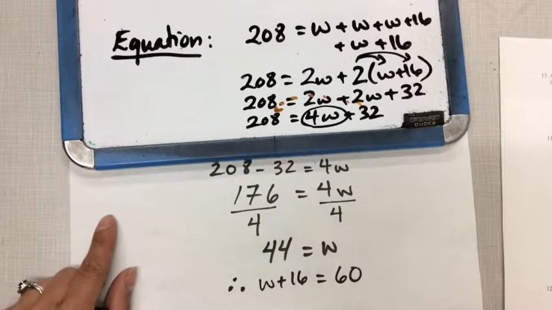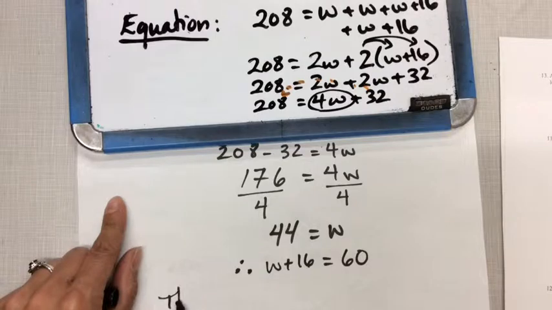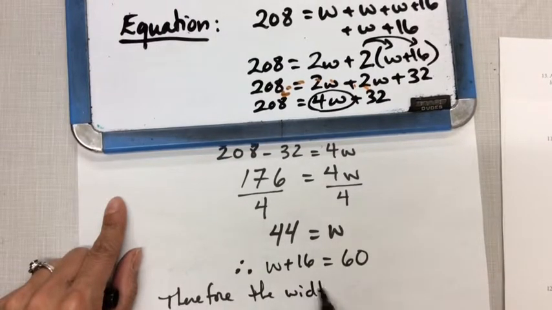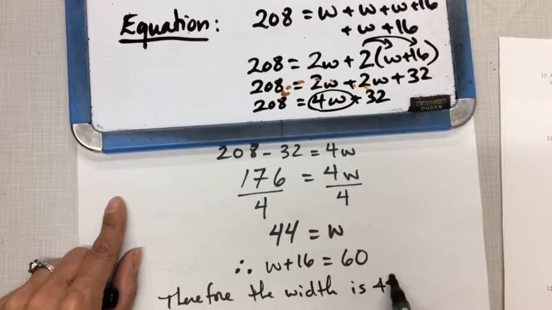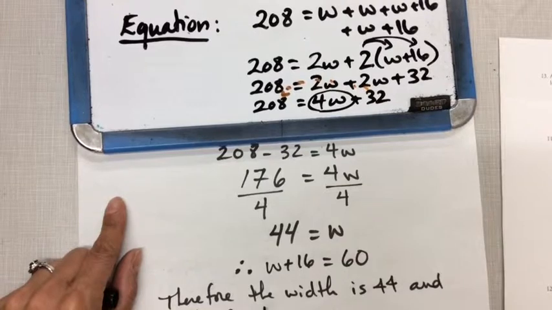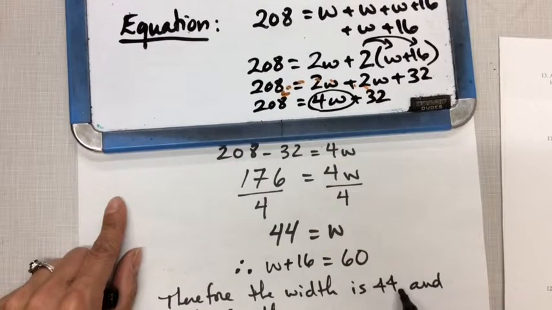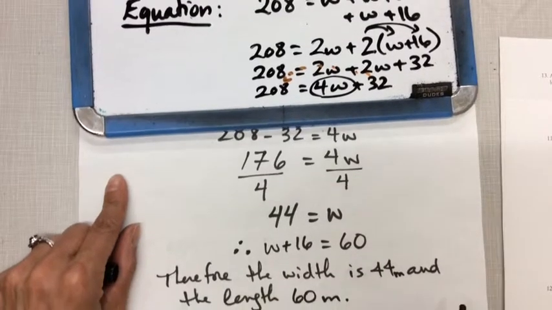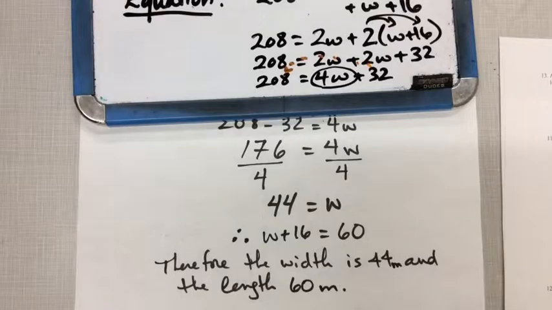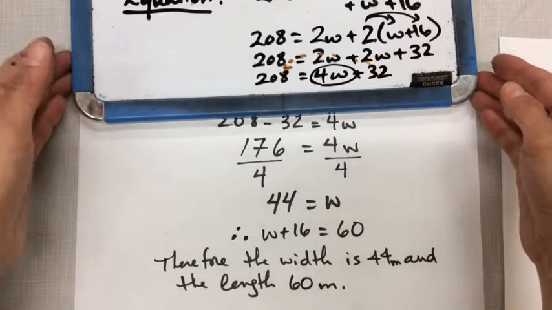And you should always have a conclusion. Therefore, the width is 44, did we give meters? Yes, meters, and the length is 60 meters. Always include your units, that's very important. And there we have it. We've just solved our first word problem.